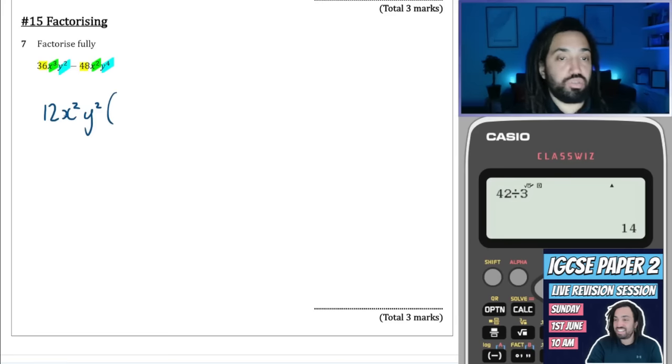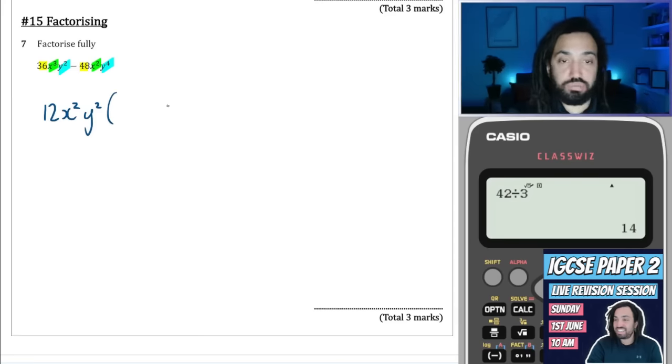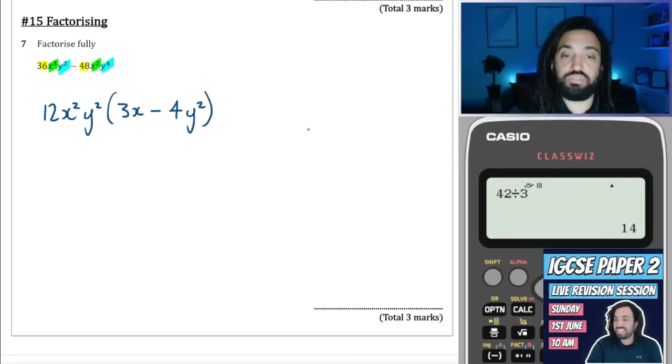So what is left? Well, I've got to times this by to get that. Well, I've got to times the 12 by 3 to get 36. I've got to times the x squared by x to get x cubed, and I don't need to times anything by the y to get y squared. There's a minus. What have I got to times 12 by to get 48? It's going to be 4. The x squareds are done. But the y, I need to multiply by y squared to get y to the 4.